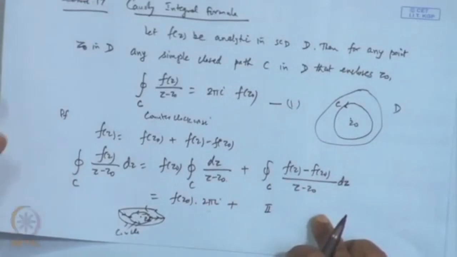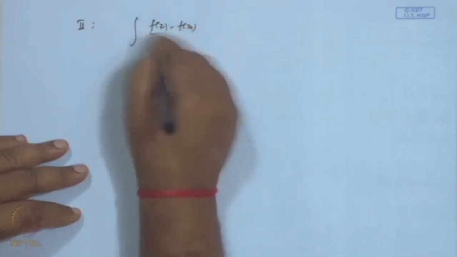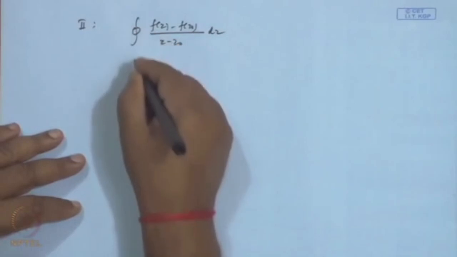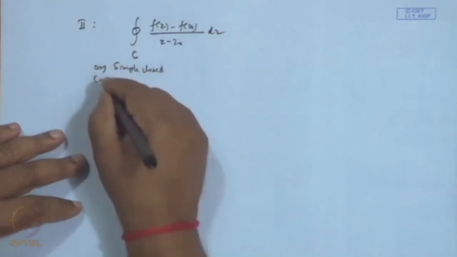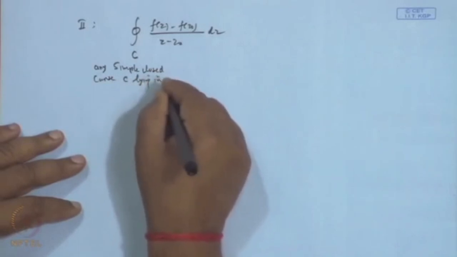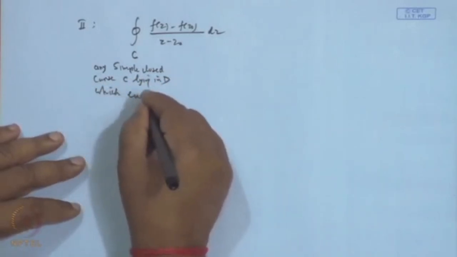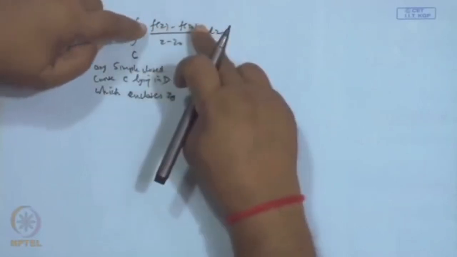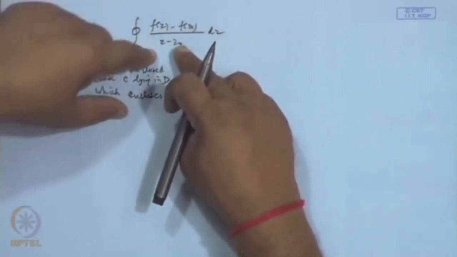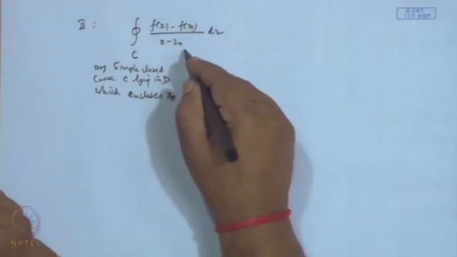So, what is our second part? It is (f(z) minus f(z naught)) over z minus z naught. So, let us see. Okay. Now, the second part is the integral of (f(z) minus f(z naught)) over z minus z naught along any simple closed curve C lying in D and which encloses the point z naught. This was the given. We wanted to show the value of this integral will be 0. Okay. Now, if we look at this function (f(z) minus f(z naught)) over z minus z naught, this function is analytic except at z equal to z naught. That is all.